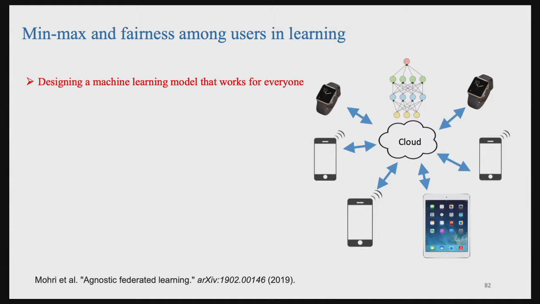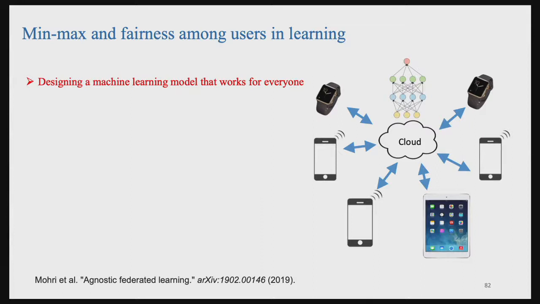So we also try to apply it to fairness among users in learning. Our motivation started from the paper on agnostic federated learning: you have machine learning models and you want them to work for everyone. You don't want Siri, for example, to work well only for people with a certain accent. So you want to solve an optimization problem like this.